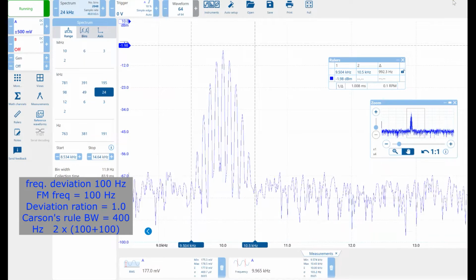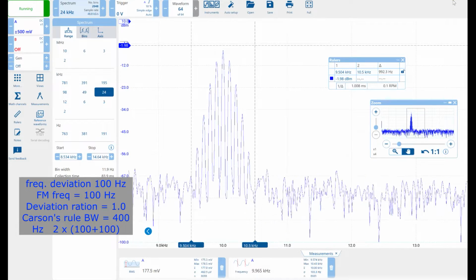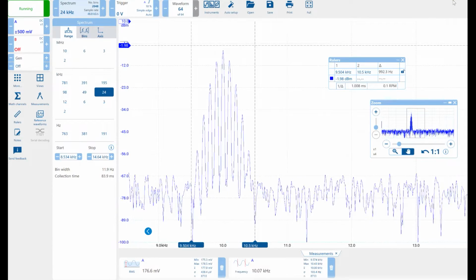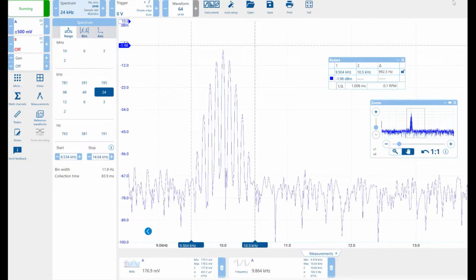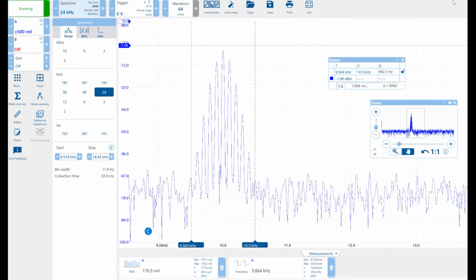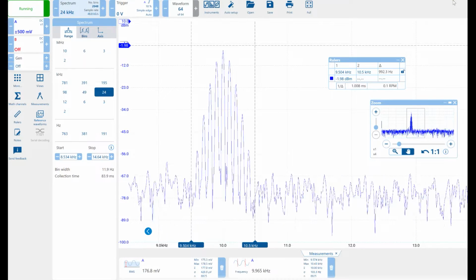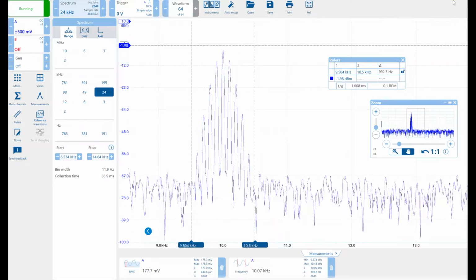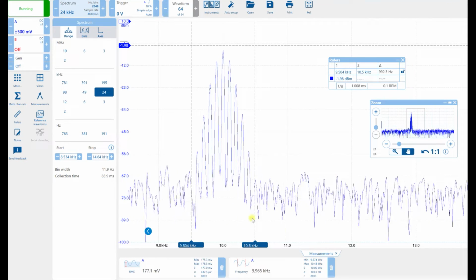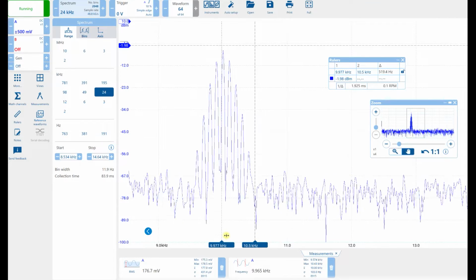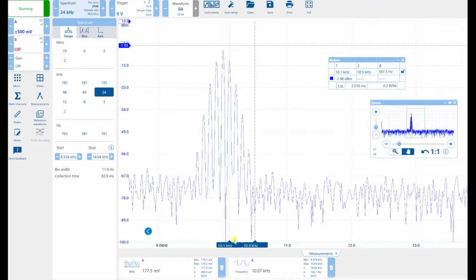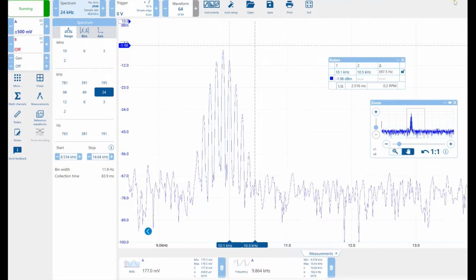I have the frequency deviation set to 100 hertz and the FM frequency set to 100 hertz as well. So the deviation ratio happens to be 1.0. And this is something where you may want to look at the Bessel table to see what kind of spectrum you will get. But for now, one of the things I want you to notice is the spacing between each sideband. So I'll put one here, and that's at 10 kilohertz, and I go to the first sideband, and that's 10.1 kilohertz. That's an important thing to note.